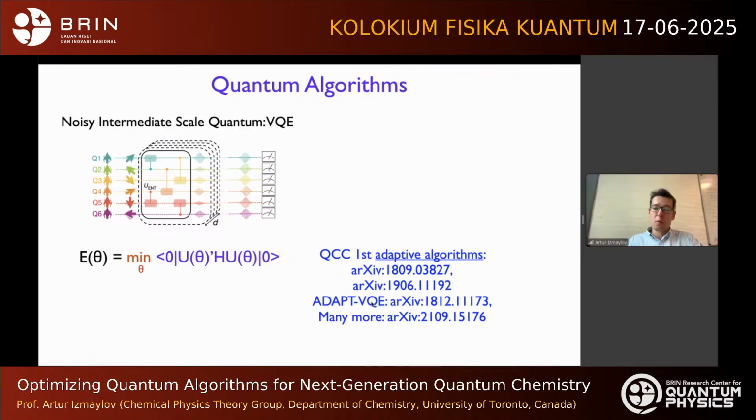Then there was more development related to adaptive algorithms that try to find how to build this unitary on the fly based on the energy expressions that one gets from the intermediate measurements, right? And recently we had a review paper here that summarizes many constructions in this variational quantum eigensolver technique. You could take a look and investigate more.